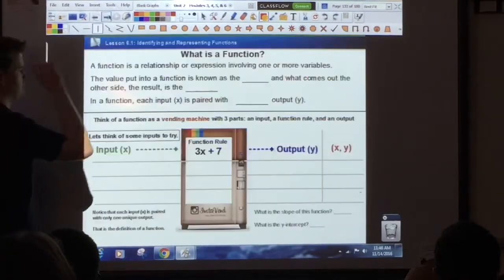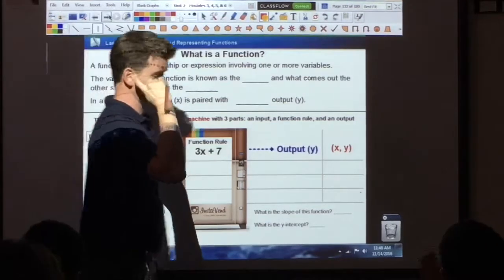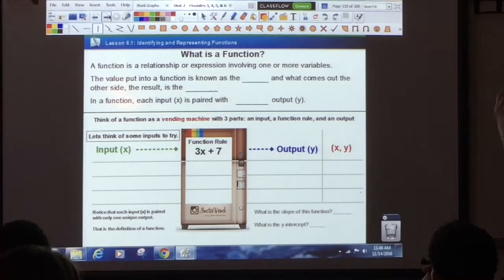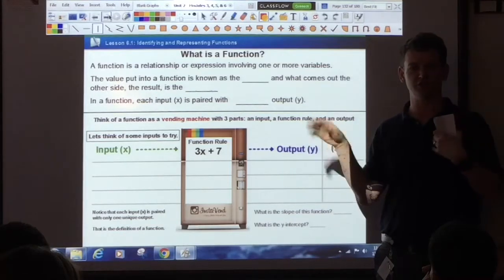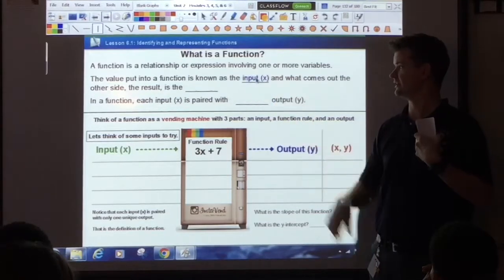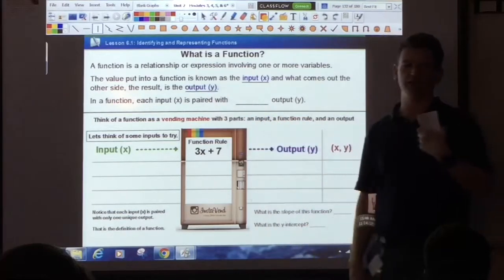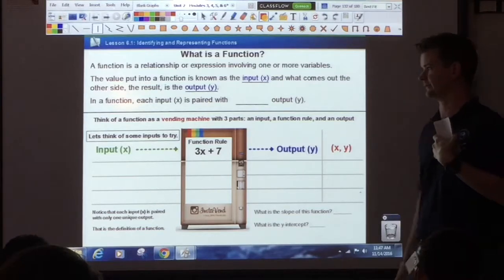So, what exactly is a function? A functional relationship or expression always involves one or more variables. The value put into the function is known as the input, which is also the x value. And what comes out the other side of the function is known as the output. We've heard that before when we dealt with equations. Something goes in, something comes out. In functions, it's even more specific.